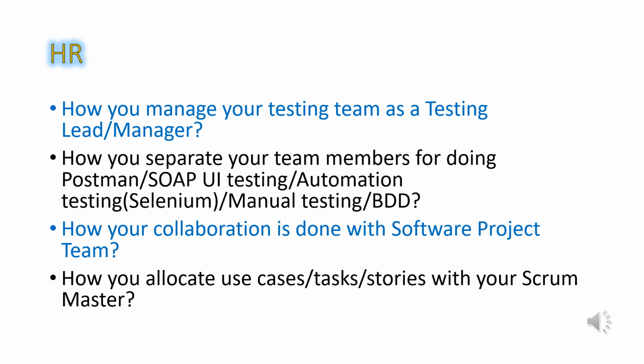Next one is how you allocate use cases, tasks, and stories with your Scrum master. Based on the test cases only we are going to check this. So based on the task size, the story size, the story understanding, and the finishing time, from our knowledge we can decide how much time we can give for each process like that. You can share your own experiences here.